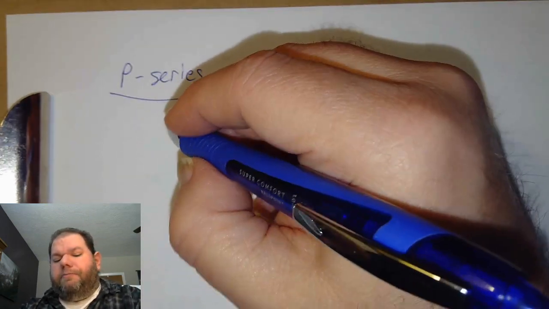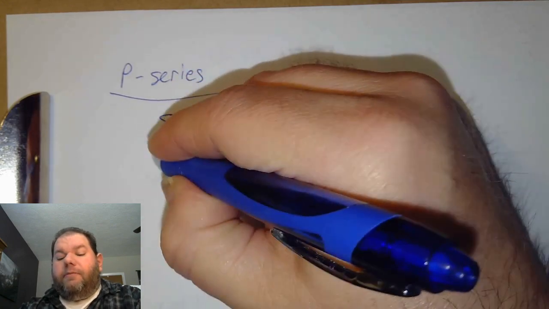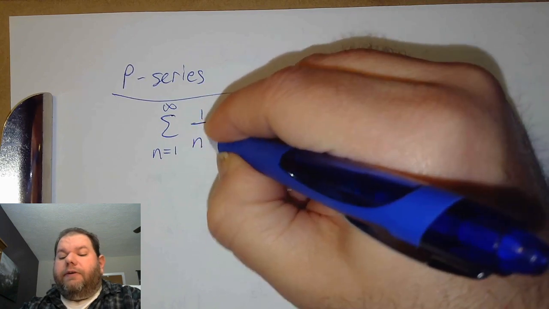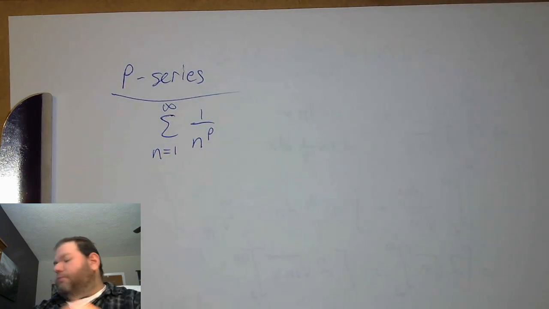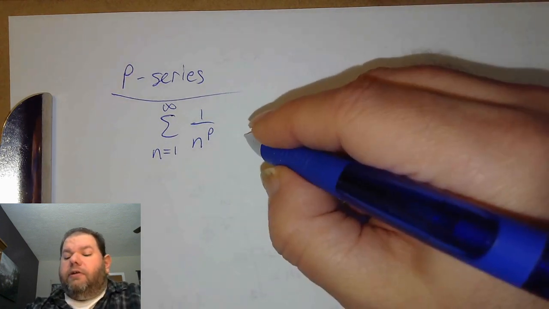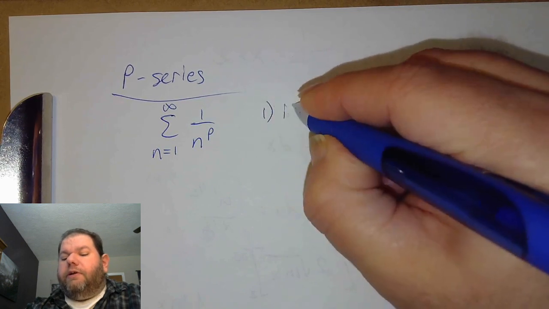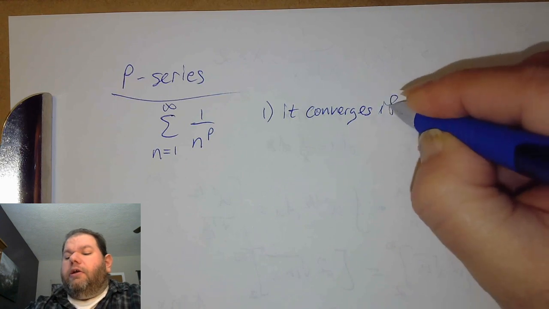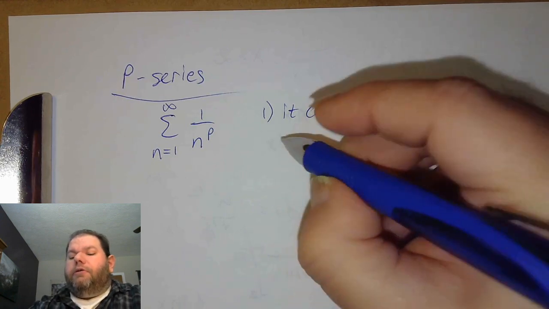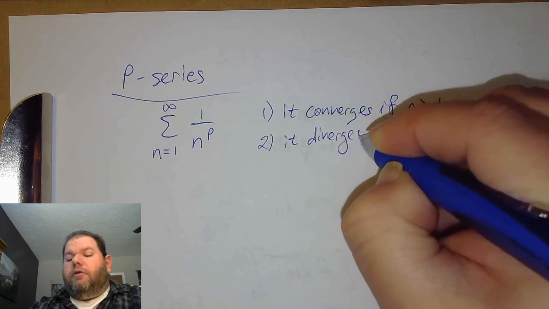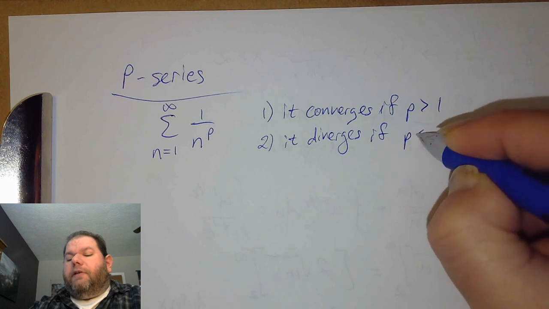Now, we define a p-series as being the sum n equals 1 to infinity of 1 over n to the p power. And in this case, 1, it converges if p is greater than 1, and 2, it diverges if p is less than or equal to 1.